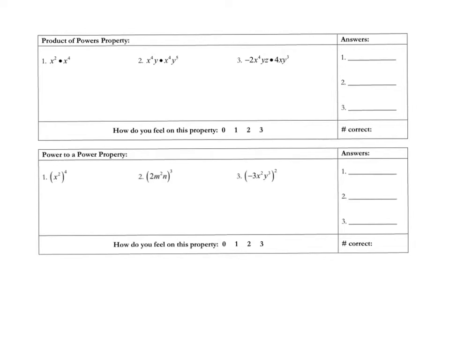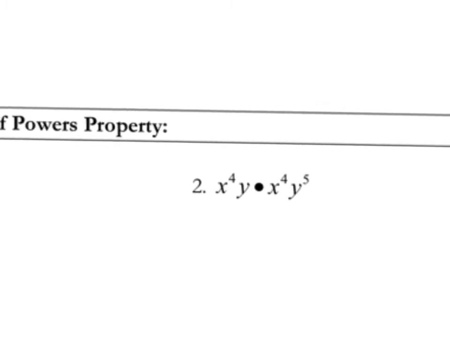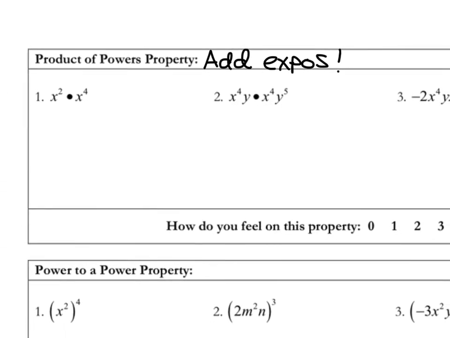So starting with the product of powers property. This, you guys, is when I multiply like bases. When I multiply like bases, I add my exponents. Again, when I multiply like bases, I add my exponents. Okay. So looking at some examples.